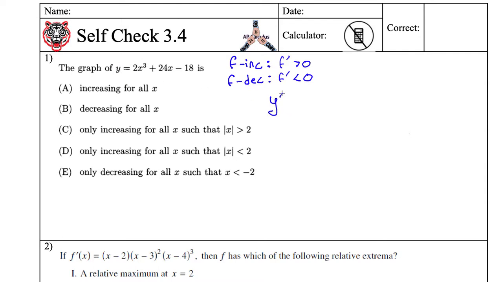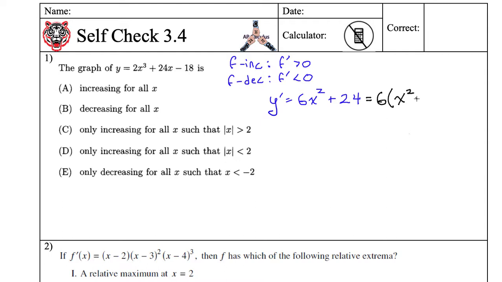Y prime is equal to, and I'm taking the derivative, 3 times 2 becomes 6, x to the power of 3 subtract 1 becomes 2, just power rule again, plus 24, and minus 18, that's a constant. Whenever you take the derivative of a constant, it's 0, so we have the derivative. Now we need to find where this is equal to 0, but before we do that, we need to factor this a little bit more.